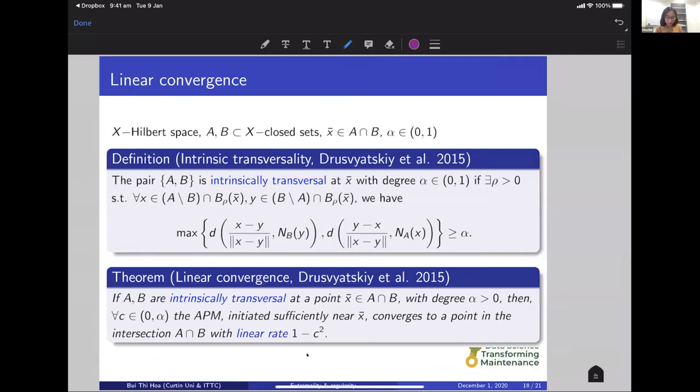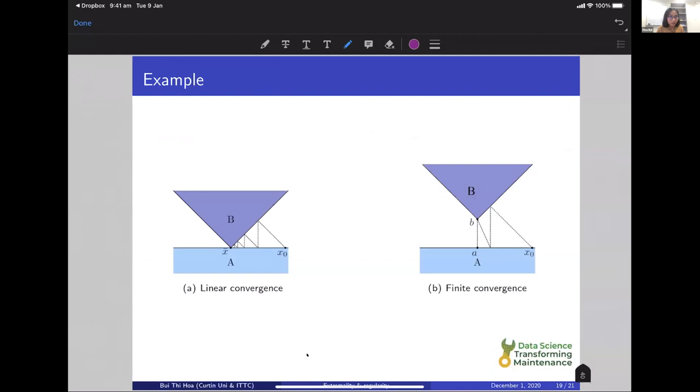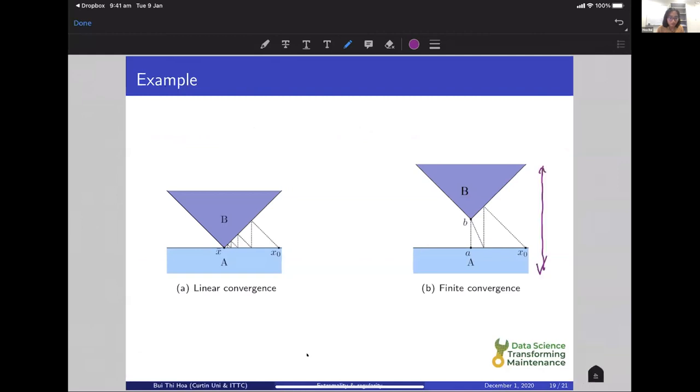But here we have the intrinsic transversality as a formulation for the setting with a non-empty intersection. How about another analogous property for the empty intersection setting, to go from linear convergence to finite convergence of alternating projections?